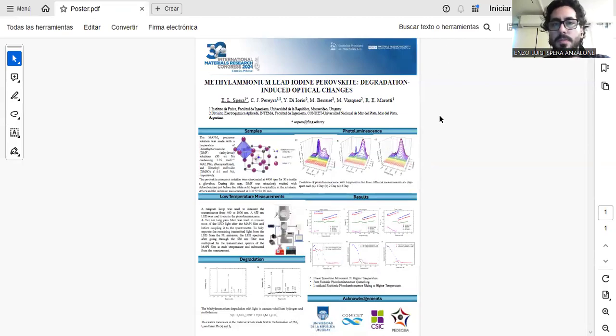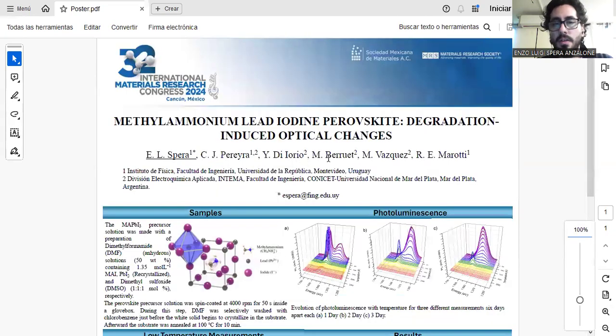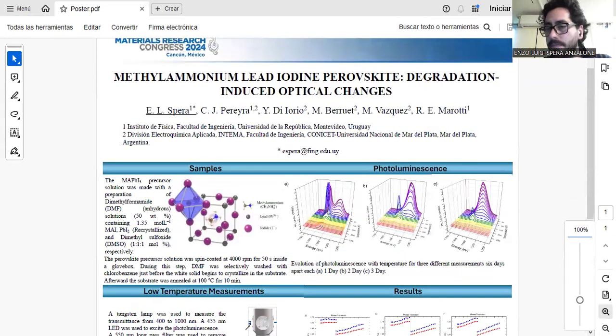Hi, my name is Enzo Spera, and I'm going to present my work on the optical properties of methylammonium lead halide perovskite. We study the optical properties as a function of temperature, and we see some changes due to the initial process of degradation that we are going to present here. First, let's talk about the samples.